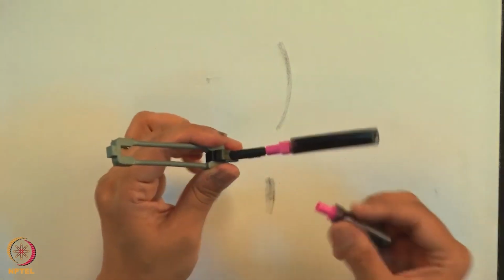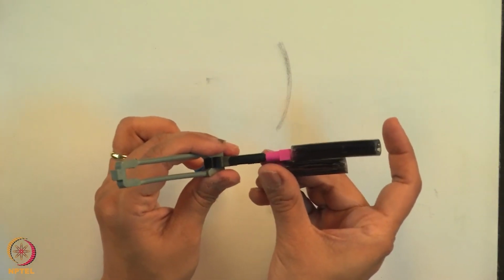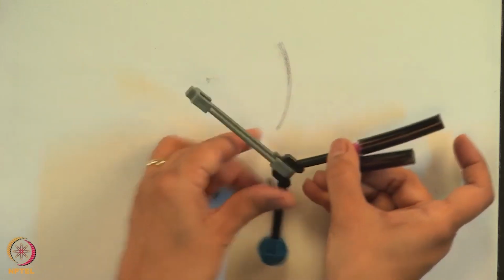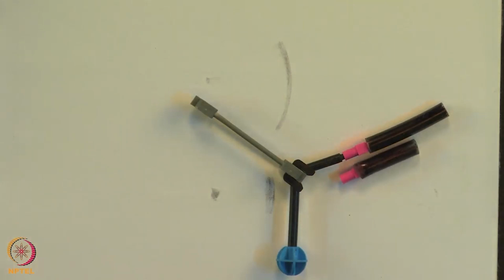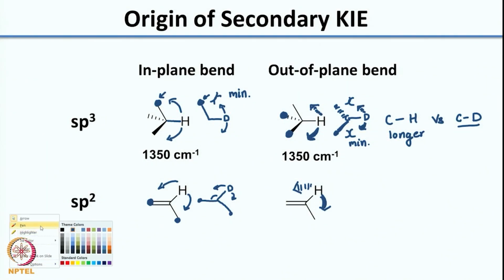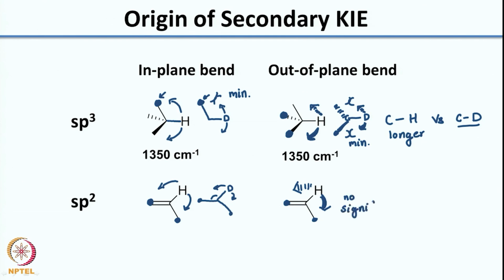So here again if you replace a CH bond with a CD bond, what you would see is it would move lesser. So now let us look at what happens here. So here in the out of plane bend, there is no significant steric effect. So that is why if you compare both of these energies, you would see that the energy for the out of plane bend is actually lower than the in plane bend for the sp2 case.